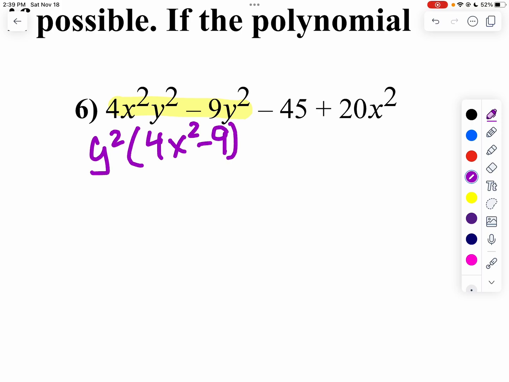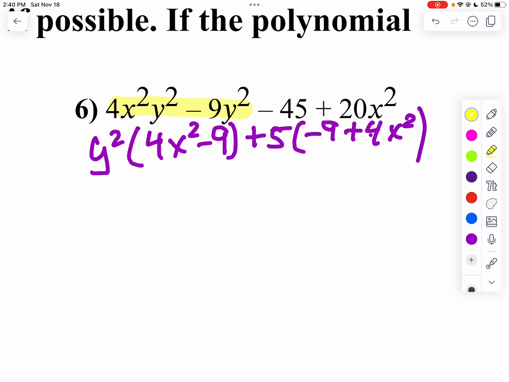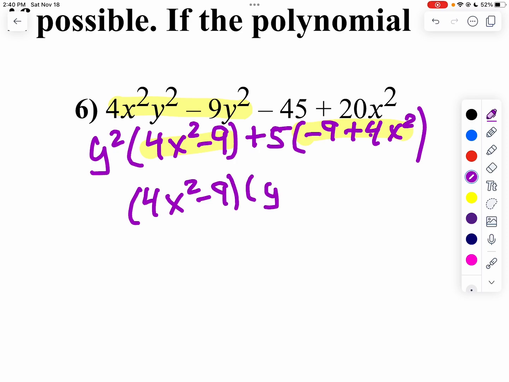When I look at my next two terms, 45 and 20, 5 goes into both of those, don't I? So I get negative 9 plus 4x squared. Notice my binomials on this one. They have the same terms, they're just backwards. So I'm going to write that as factoring out 4x squared minus 9, and then y squared plus 5.